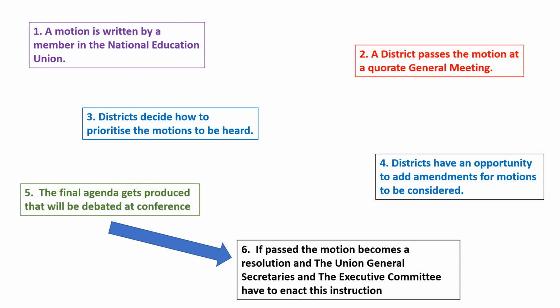Finally, at conference, each motion and amendment will be moved and seconded and debated. Delegates then vote to see whether the majority of conference agrees with the motion or amendment. If they pass, the motion and amendment then will become a resolution and become an instruction to the executive and general secretaries.